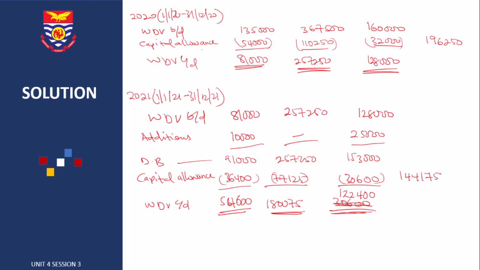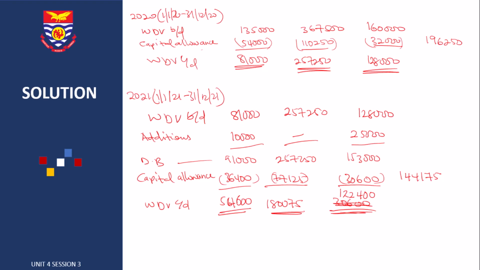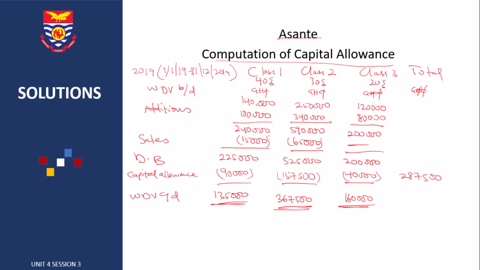Okay, so this is the solution. So for 2019, we had 287,500 for capital allowance. For 2020, we had 196,250. For 2021, we had 144,175. Okay, so this is how you compute for capital allowance when you are given a lot of assets from different classes. Please note that bringing the year of assessment is very important, and the basis period.